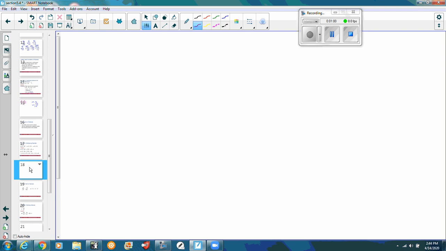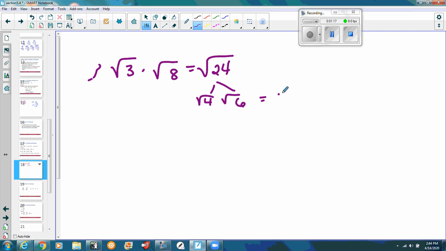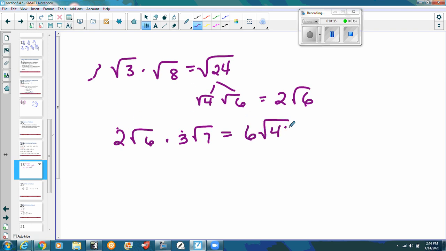So let me just do a couple more for you. So in other words, if I did radical 3 times radical 8, I would get radical 24, which simplifies to radical 4, radical 6. So final answer, 2 radical 6. If I do something like this, 2 radical 6 times 3 radical 7, I multiply the 2 and the 3, just like in the other one you added them. Now you multiply it, so I get 6 radical 42.